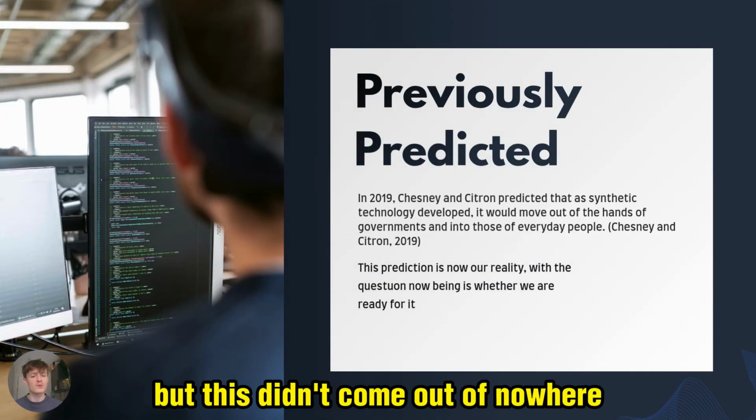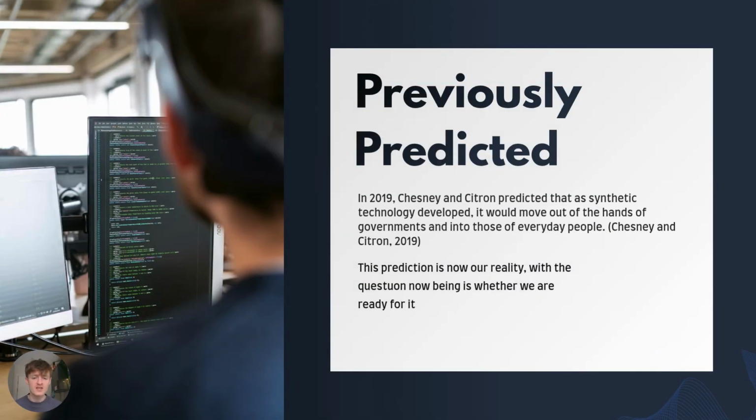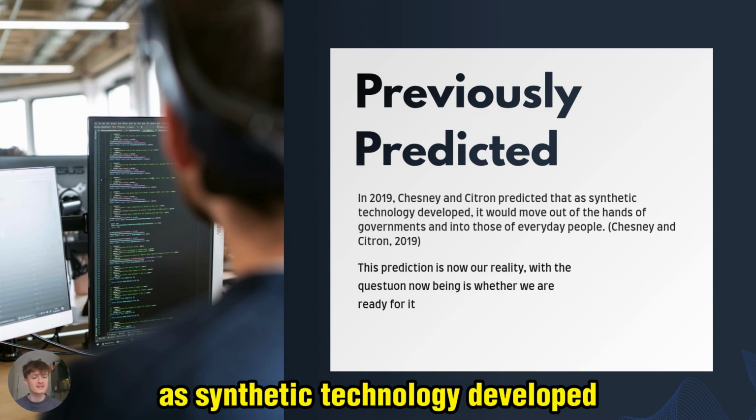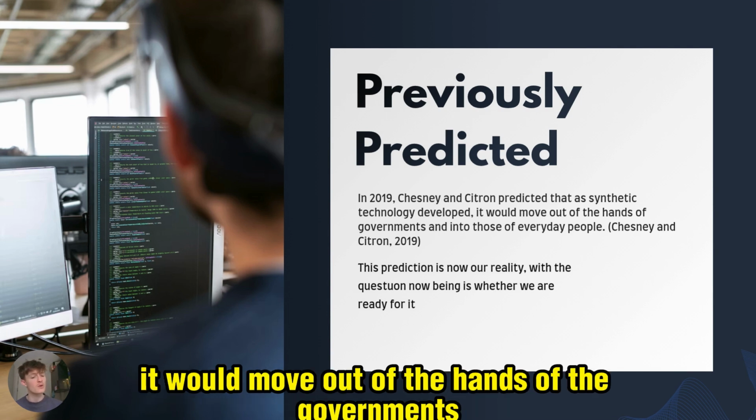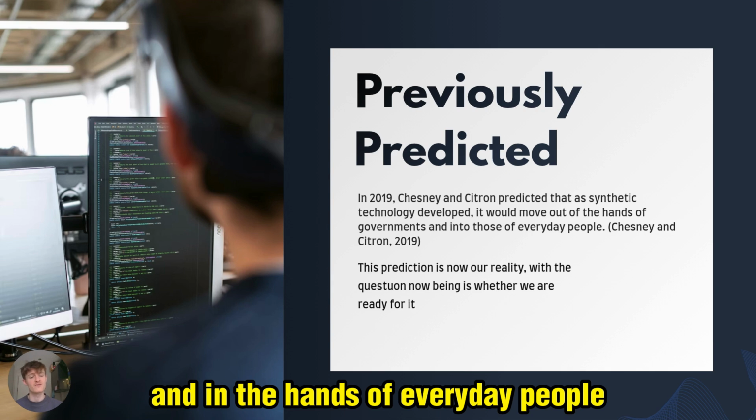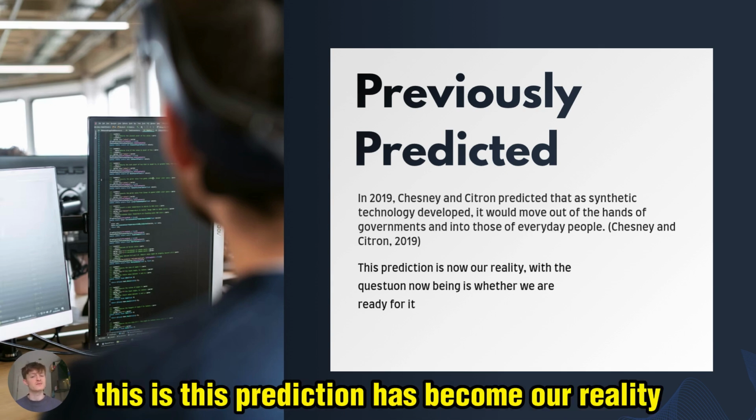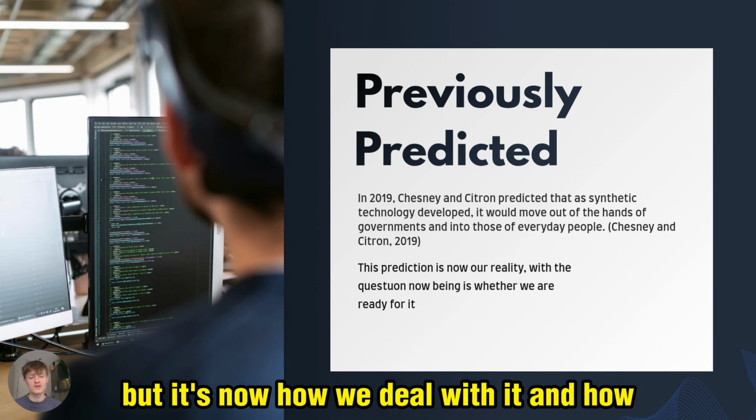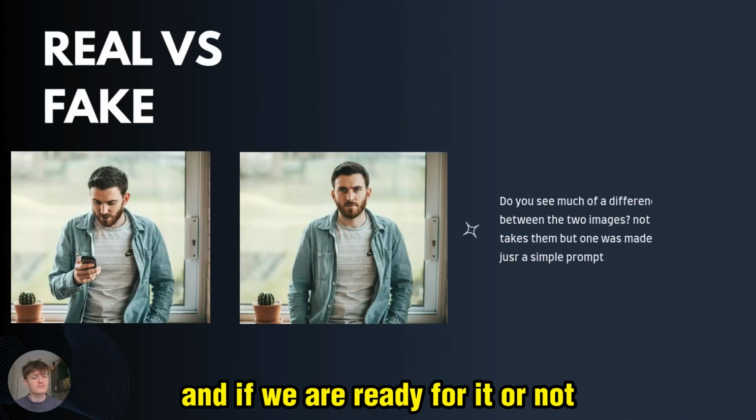But this didn't come out of nowhere. This was previously predicted. Chesney and Citron previously predicted that as synthetic technology developed, it would move out of the hands of the government and into the hands of everyday people. And as we can see, this prediction has become our reality. But it's now how we deal with it and if we are ready for it or not.